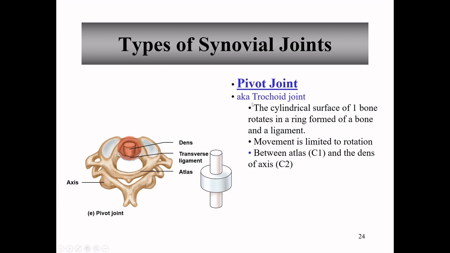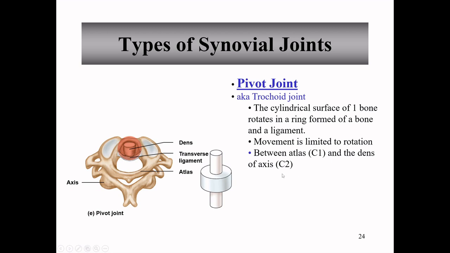The pivot joint, aka the trochoid joint: the cylindrical surface of one bone rotates in a ring formed by a bone and a ligament. We see this specifically between C1 and C2. So we have atlas on top of axis, so we're able to get that rotation movement with our head. What we want to know with the pivot joint is that movement is limited to rotation.